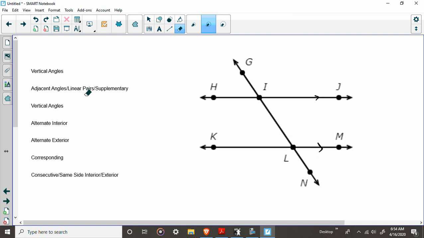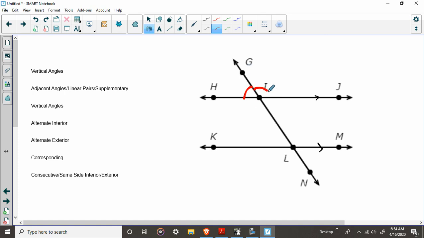Adjacent angles, linear pair, and supplementary. So adjacent angles are two angles that share a side and a vertex, but they don't overlap. So an example here of those angles would be something like this. So an adjacent angle would be something like GIH, right?